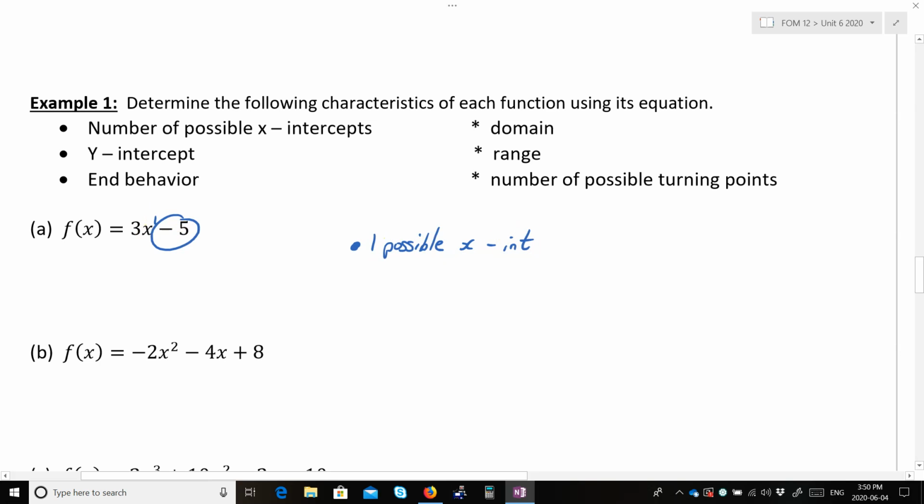The y-intercept is this. So with that second bullet, we can say the y-intercept is negative 5. So the y-intercept is down here at negative 5. The slope is positive, which means, and it's a linear, which means it looks like this.